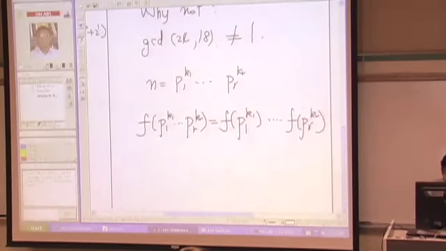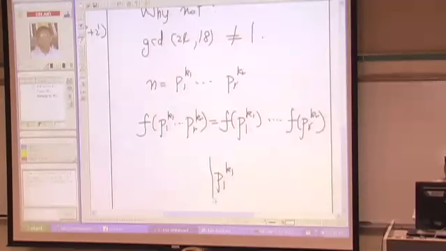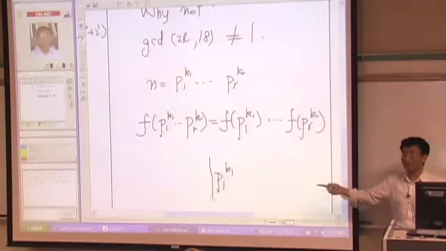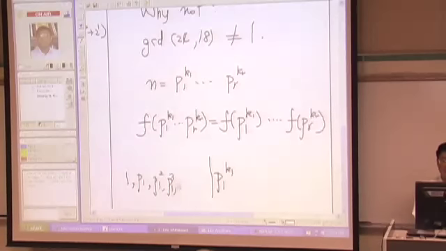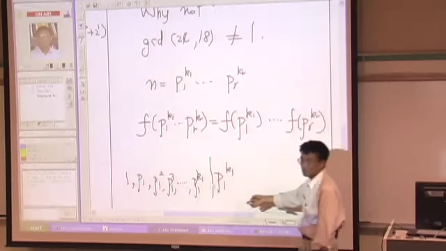There is a limited number of elements dividing p1 to the power of k1. So p1 to the power of k1 is divided by what? 1. Can you find another number? p1 itself divides it, right? Can you find another number? p1 to the power of 2, right? p1 to the power of 3. Can it go forever? No. p1 to the power of k1. These are the only cases.